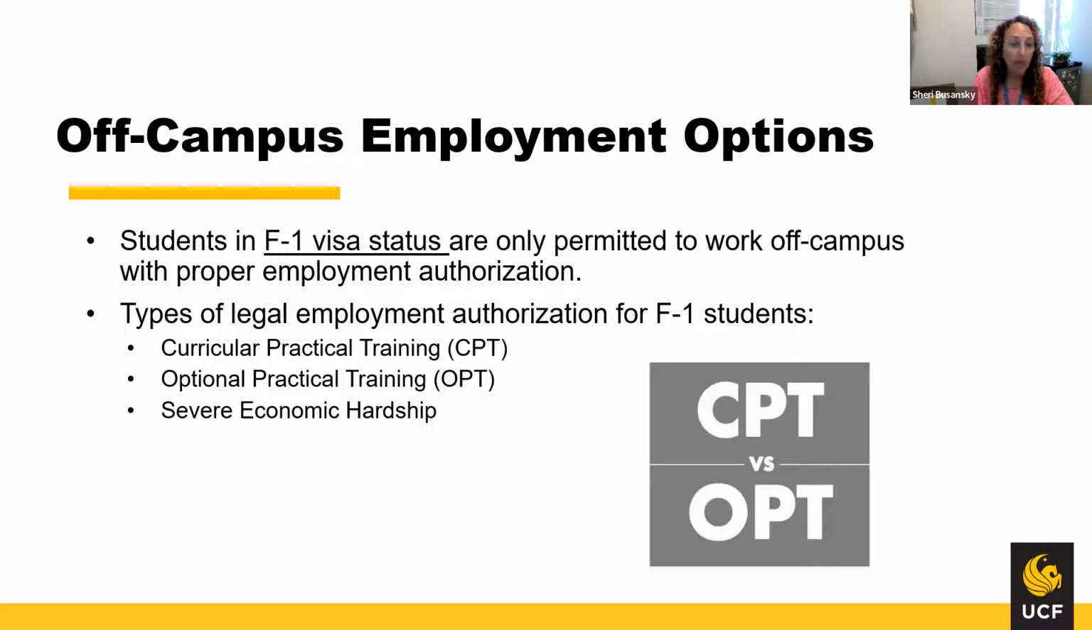Those types of off-campus employment authorization would be CPT, Curricular Practical Training, which is what we're talking about today, and OPT, Optional Practical Training, which is what our students usually do after graduation. That's called post-completion OPT, and we have a separate workshop that Nicole and Gisela will be leading later on in the semester. And then severe economic hardship, which is a separate category. But those all require prior authorization before you can work off campus.